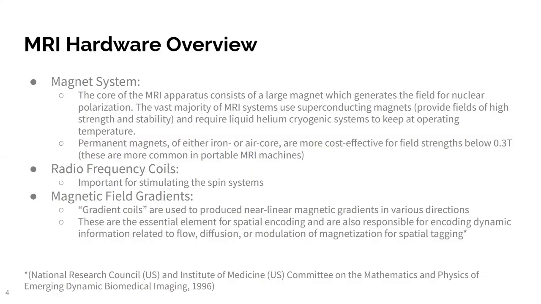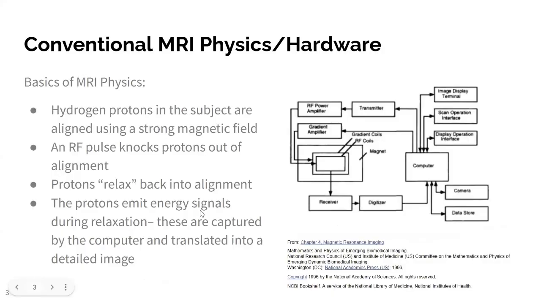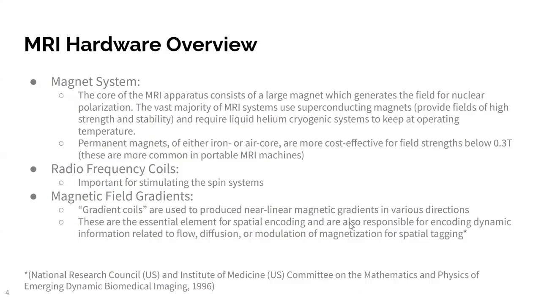The radio frequency coil system is important for stimulating the spin systems, and the magnetic field gradient system consists of gradient coils, which are used to produce near-linear magnetic gradients in various directions. These are the essential element for spatial encoding and are also responsible for encoding dynamic information related to flow, diffusion, or modulation of magnetization for spatial tagging. Go back a slide, and you can see the hardware block diagram overview with the computer, the main magnet apparatus, and the transmit and receive systems.